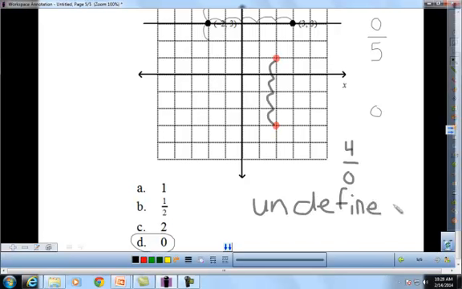So those, I showed you a positive slope, I showed you a negative slope, a 0 slope, and now the undefined slope.